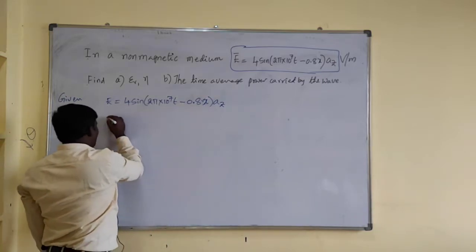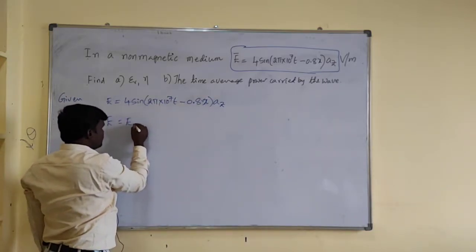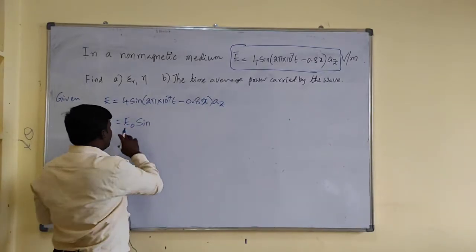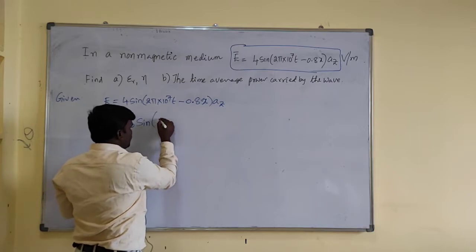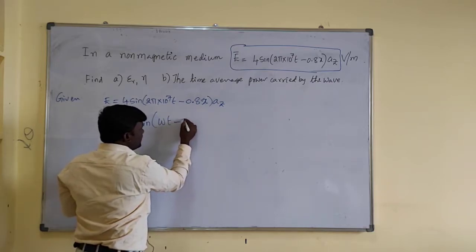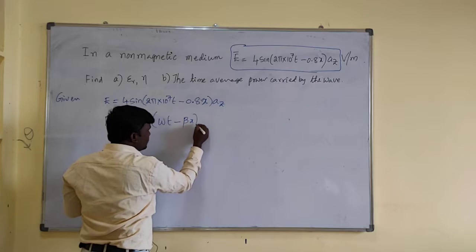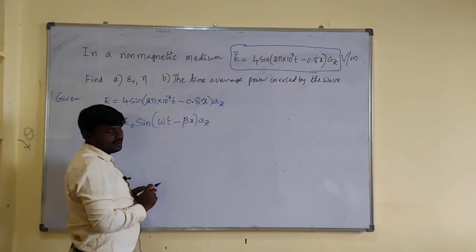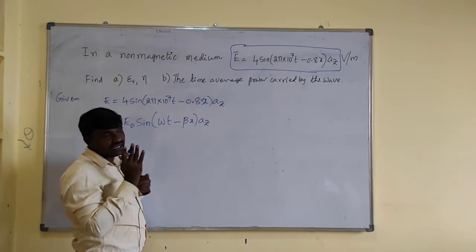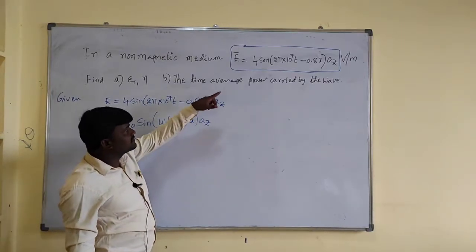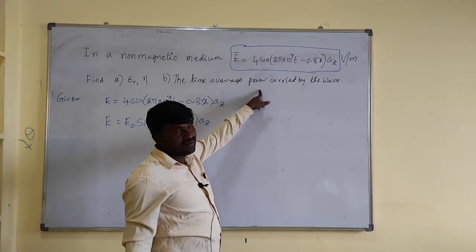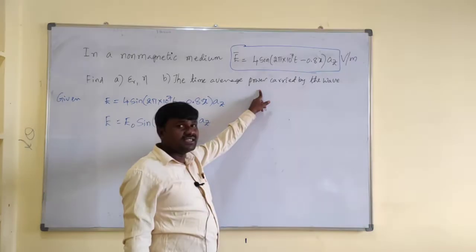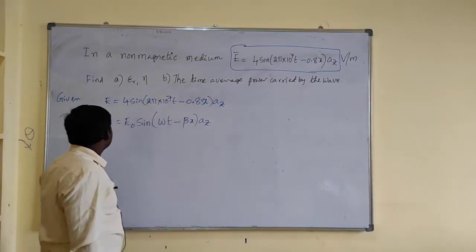So it is in the form E equal to E naught sin(omega t minus beta x) Az. E may be in the sine form or cosine form. E is along the z direction and the wave is traveling along the positive x direction. This means power is also along the x direction. Here we need to determine the time average power, and the direction of that time average power, or Poynting vector, is along the x axis only.